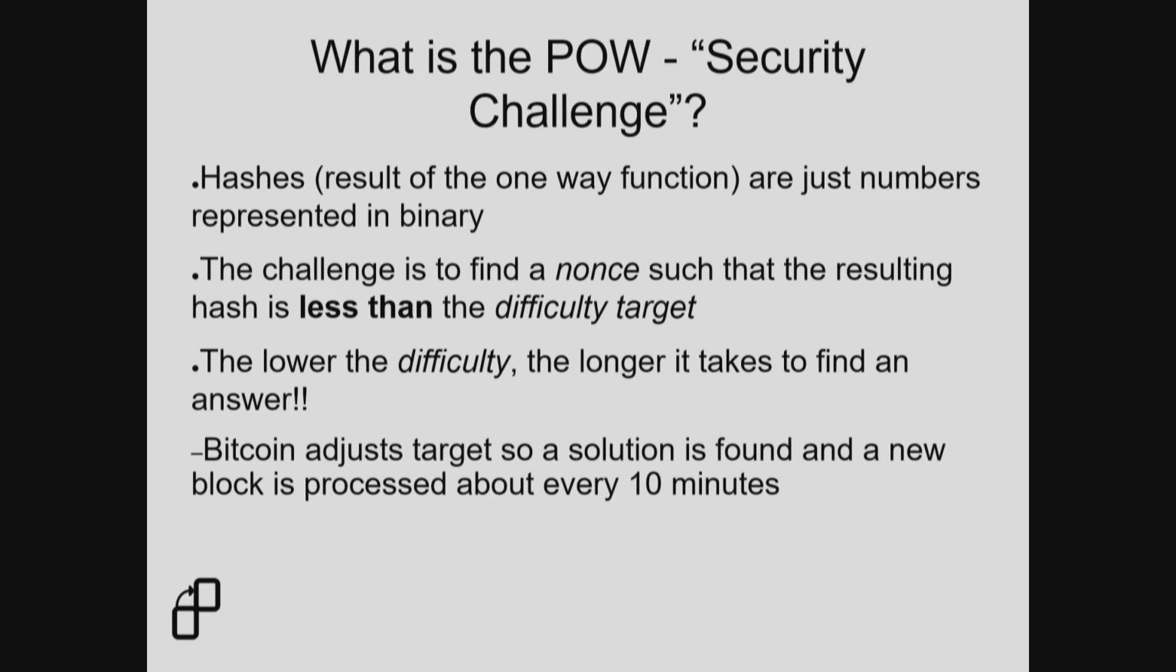It turns out that the lower this difficulty target number is, the harder and harder it is to find a solution. So it's a probability. On average, it takes longer to find a guess that gives you a hash output meeting these requirements, the lower the difficulty target gets. So Bitcoin adjusts this difficulty target so that on average a proof of work solution is found and a new block is processed every 10 minutes or so on the network.